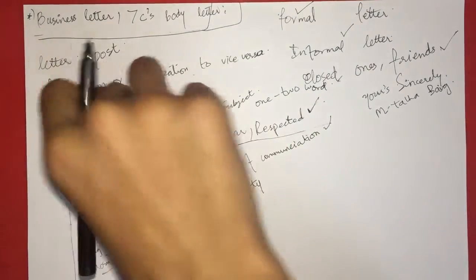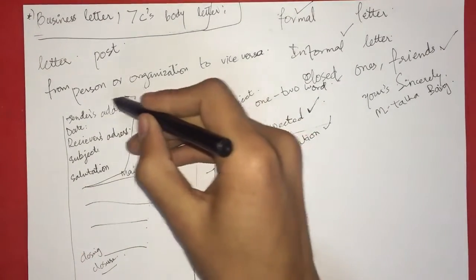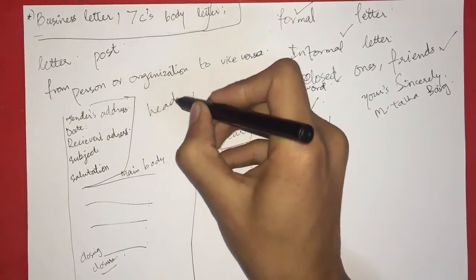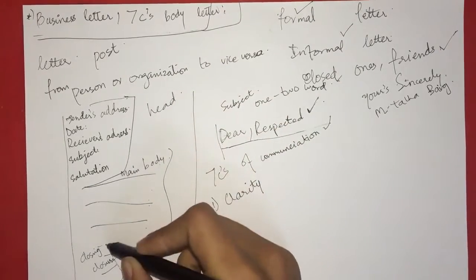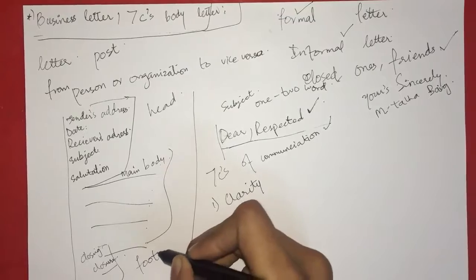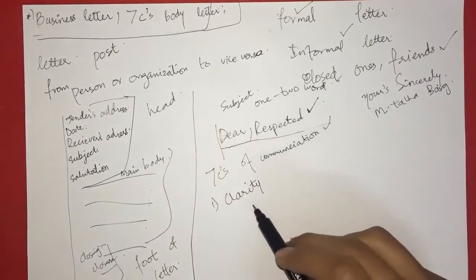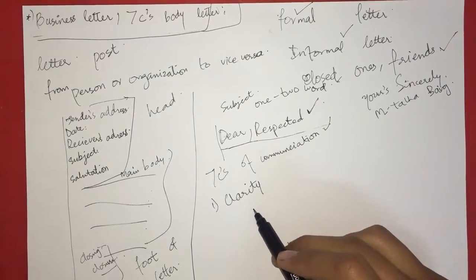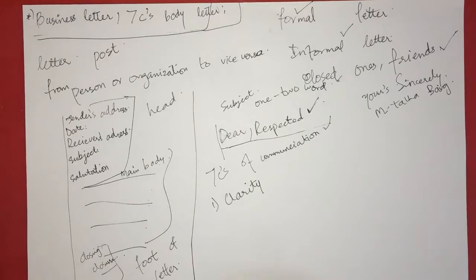What I'm about to discuss is going to be about the main body of the letter. This is called the heading, or the head of the letter. This is the main body, and this you can call the foot of the letter, or the closure of the letter. So what I'm about to discuss is about what things to take care of while writing the main body of the letter.